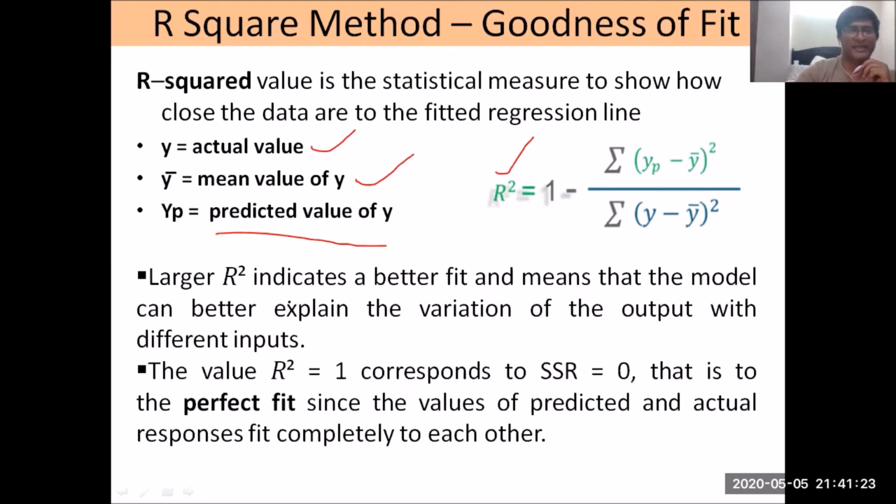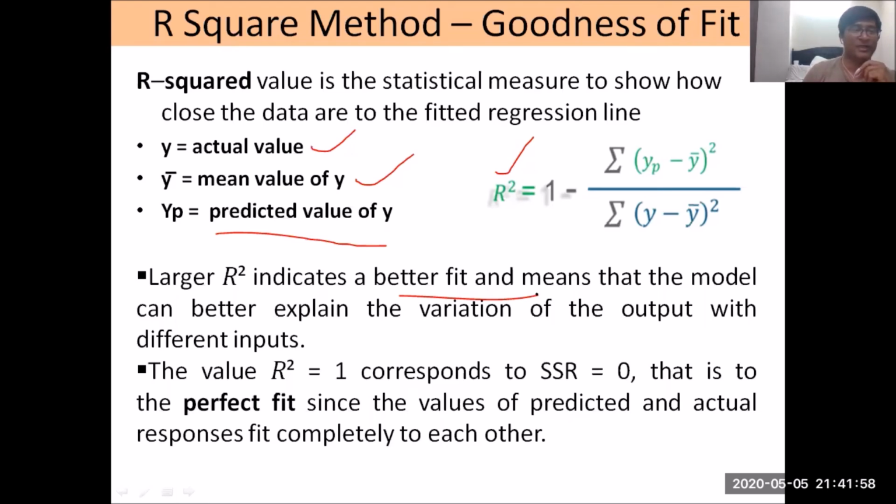This R square would indicate a better fit. Larger values of R square would indicate a better fit, so what we're looking for are models which have higher values of R square. It would be in terms of percentages, so whatever value we get would be converted into a percentage. For example, if I have 0.89, we are talking about 89% R square, which is very good. So this would better explain the variation of your output with your different inputs.